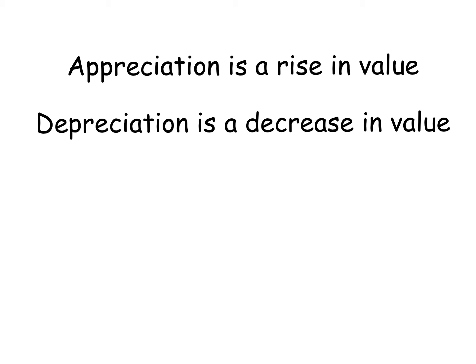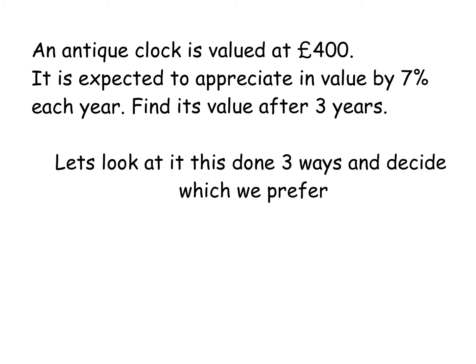Now, I'm going to show you 3 different ways to do the process. Let's have a look at my first example. An antique clock is valued at £400. It's expected to appreciate in value by 7% each year. Find its value after 3 years. This doesn't mean that we simply find 7% of 400, which is 28, and times it by 3 and say that's your interest. If you do that, you are wrong. That is not National 5. That is National 4 type questions.